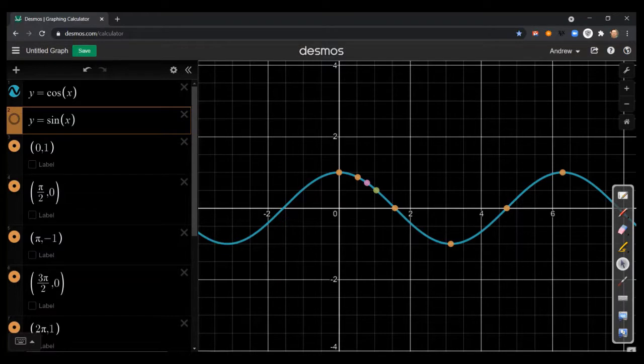Cosine, on the other hand, looking at the y-axis, actually starts at its maximum, goes to an x-intercept at pi halves, then it goes down to its minimum at pi, returns to an x-intercept at 3 pi halves, and then it goes up to its maximum at 2 pi when it repeats itself.